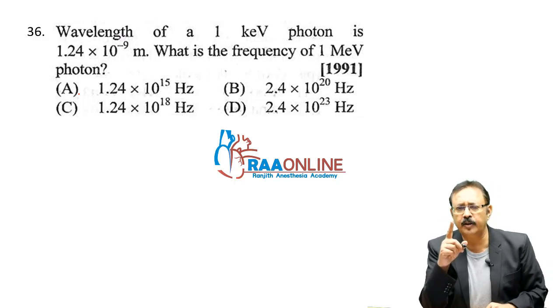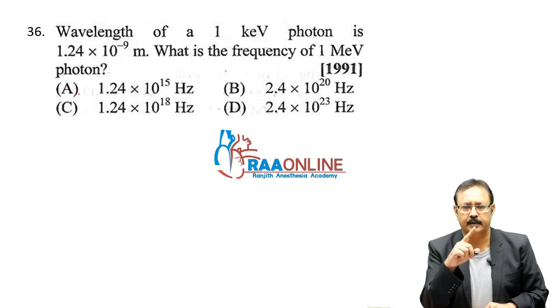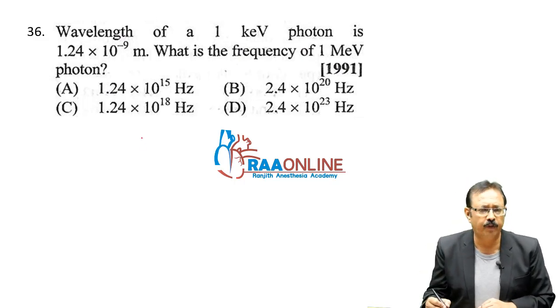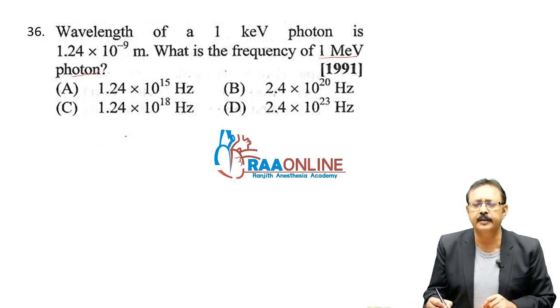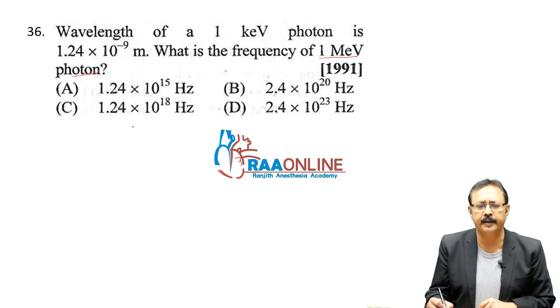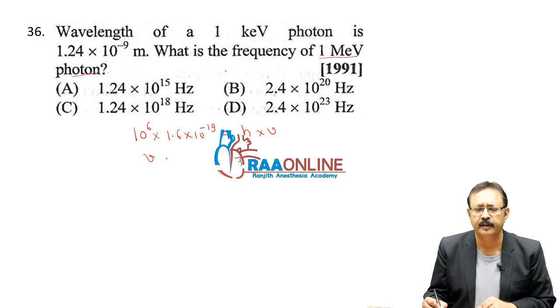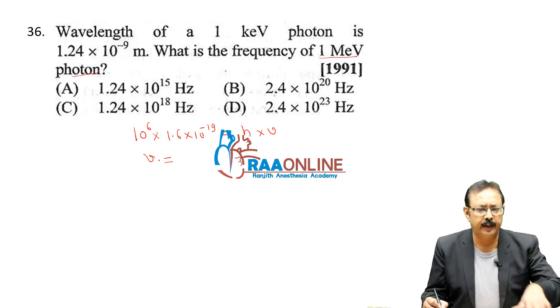Next, the wavelength of a 1 kilo electron volt photon is given. What is the frequency of a 1 mega electron volt photon? What we know, energy is h into nu. Energy they are saying is 1 mega, mega means 10 to the power 6 electron volt, which means this many joule. Photon's energy is this, but energy is h into nu. So no need for the wavelength they gave for 1 keV. We didn't need that number. So directly we can calculate by this.